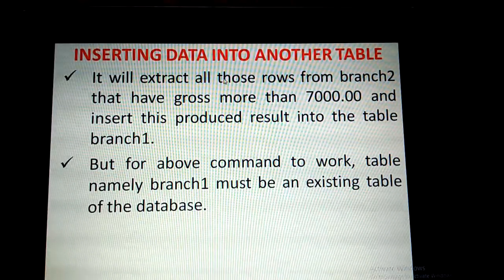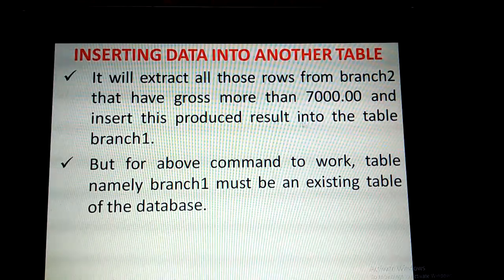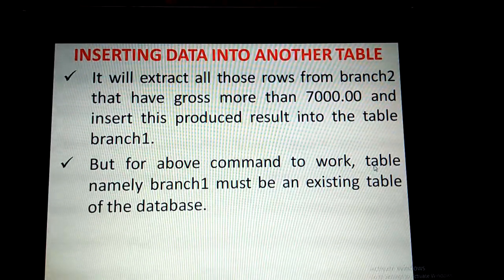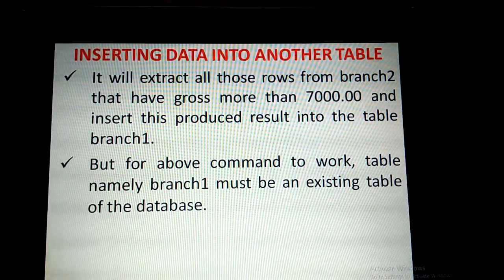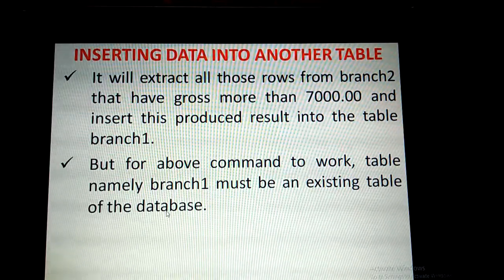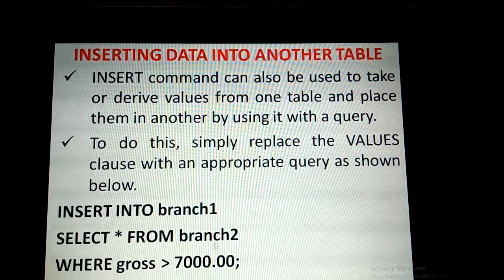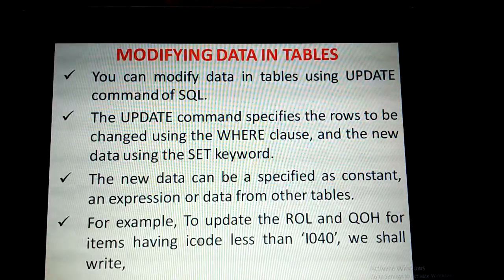So it will extract all the rows from branch 2 that have gross more than 7000 and insert this produced result into table branch 1. But for the above command to work properly, the table namely branch 1 must be an existing table of the database. So in the same database, branch 1 must exist and branch 2 also should be available, then only this can be possible. Next is how to modify data in a table.